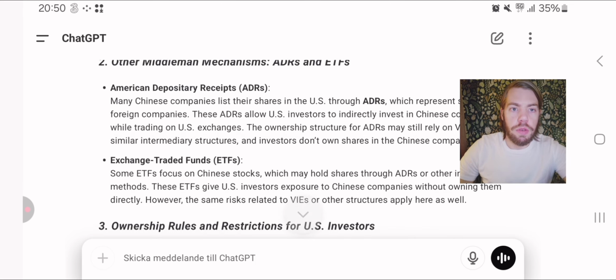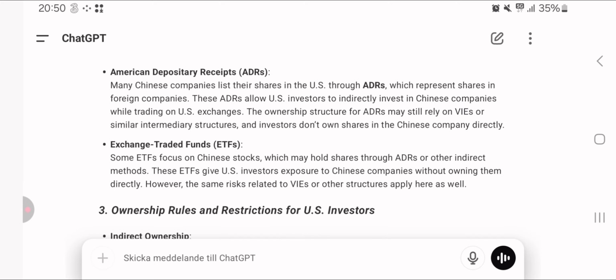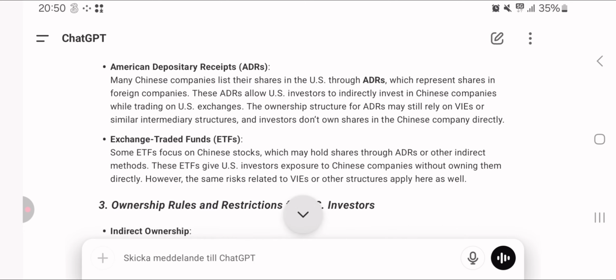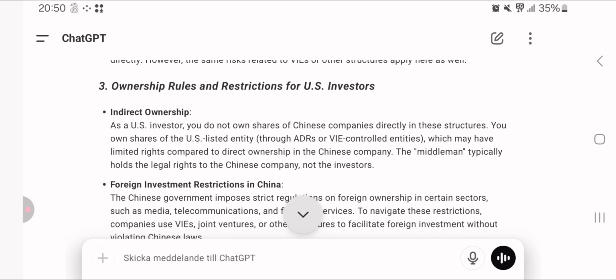So if we go down here, if you buy this type of stock, you have something called the ADR. The ownership structure of the ADR may still rely on, like I said, the VIE structure. So it's quite similar. You don't own shares in the Chinese company directly. So when you buy stocks this way, it is often called an ADR, for example. And third, the ownership rules and restrictions for US investors. So it's an indirect ownership.